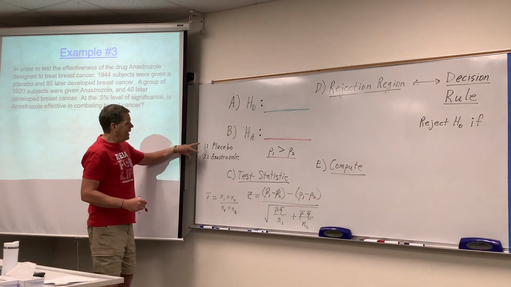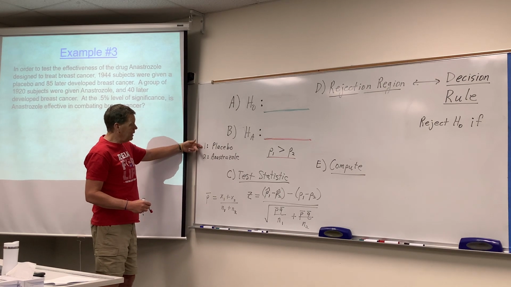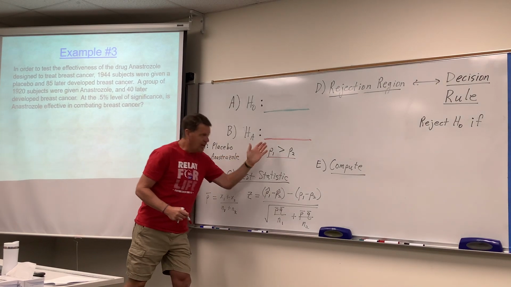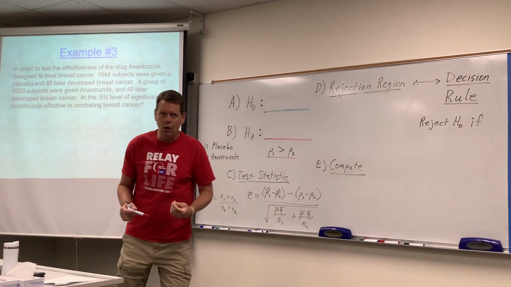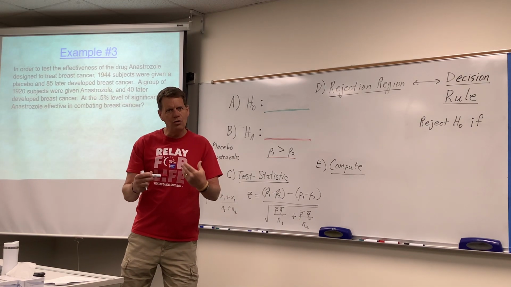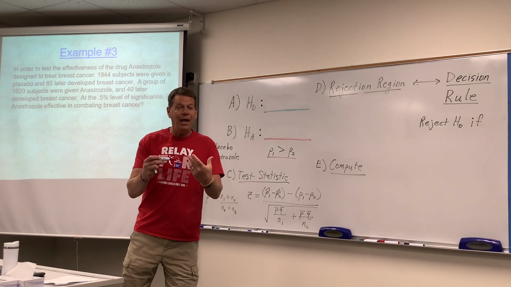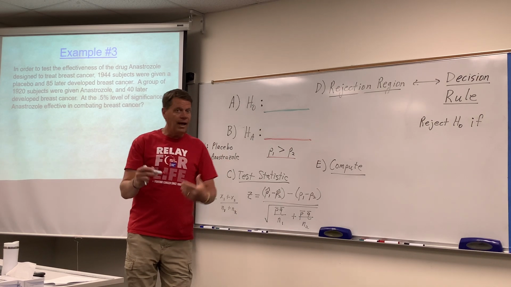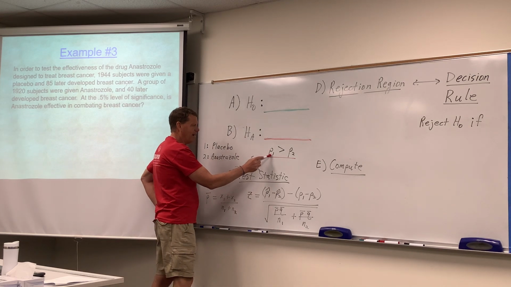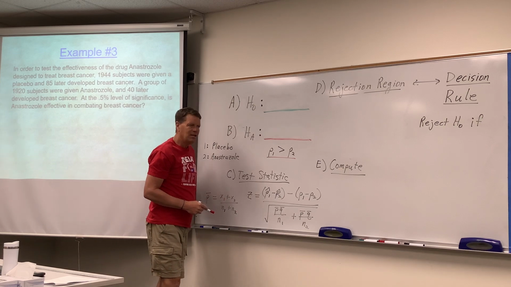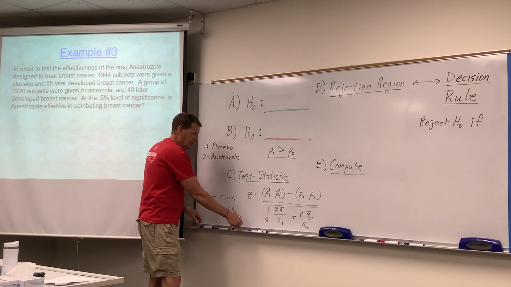Now, had I defined these the other way, then it would have been less than. So it doesn't matter which one you call 1 and which one you call 2, as long as you use proper logic after you set up the 1 and 2 as to what that would be. But the women who took the placebo would have a higher incidence of breast cancer than the women who actually took the medication, as I have defined these.